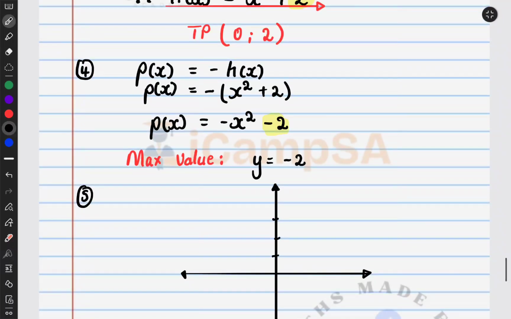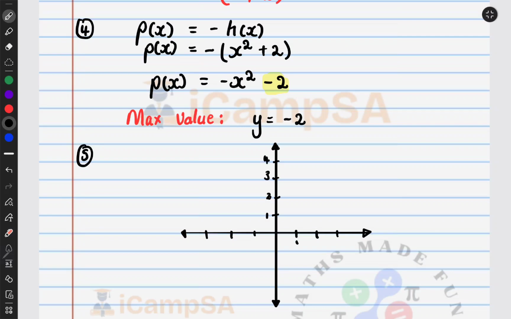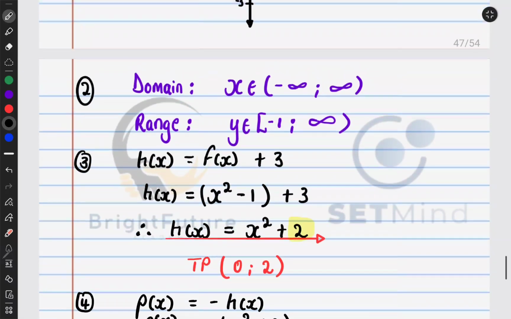Okay, let's calibrate. We have 1, 2, 3, 4, 1, 2, 3, negative 1, negative 2, negative 3, negative 1, negative 2, negative 3. Okay, let's start with the graph of h.